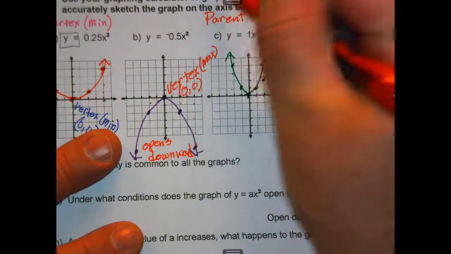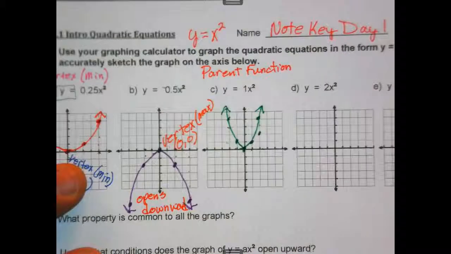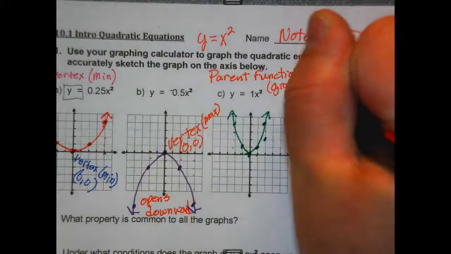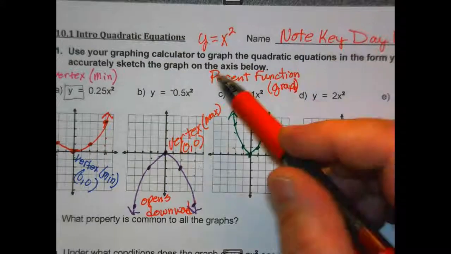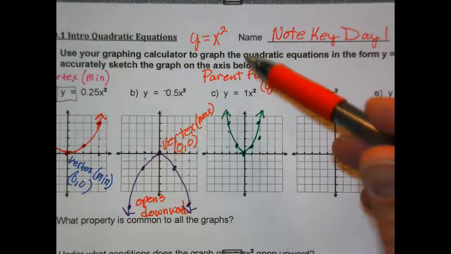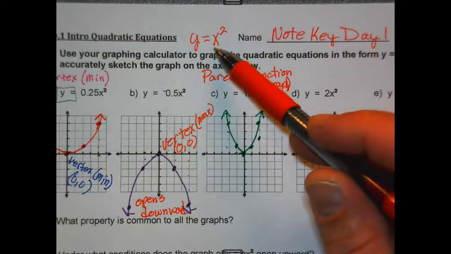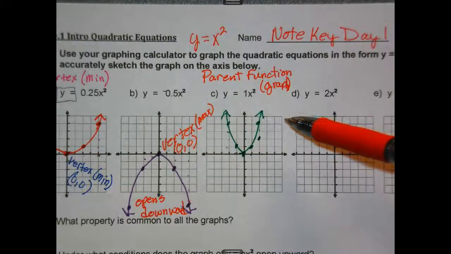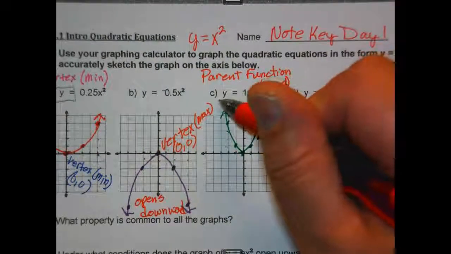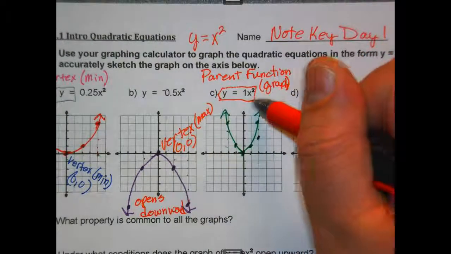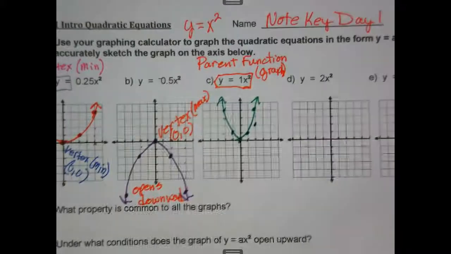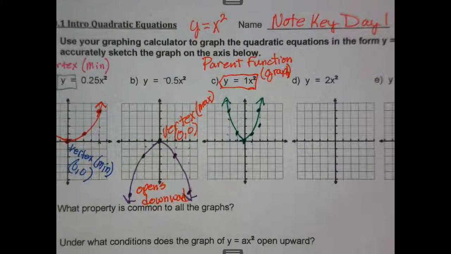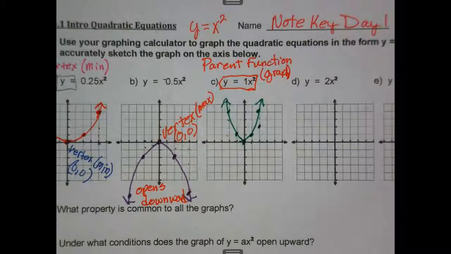Y equals x squared is the parent graph. You will need to know this later, because when we do transformations or start shifting our graphs, we're going to be comparing them to our parent function, our parent graph. So this is really an important equation for parabolas. All right, a couple of things to point out.